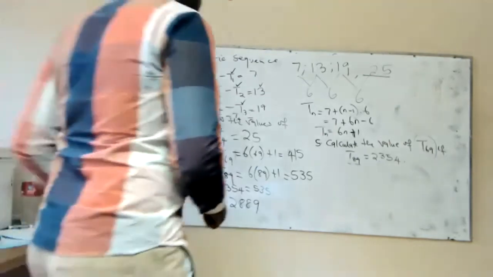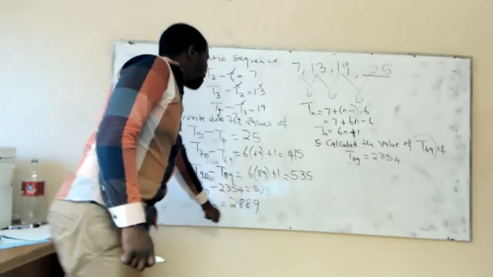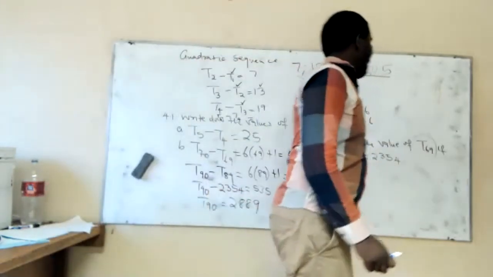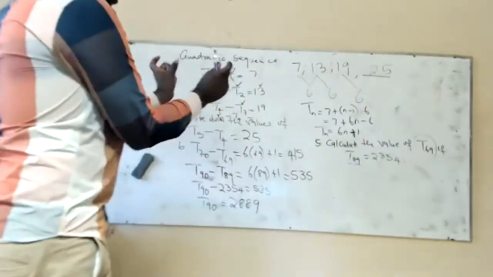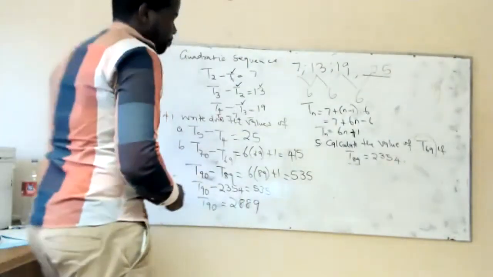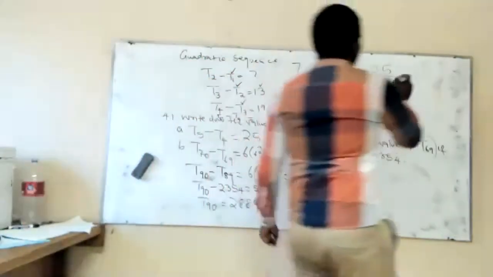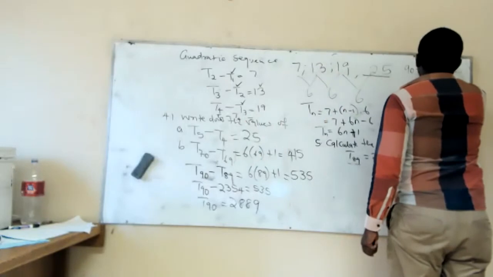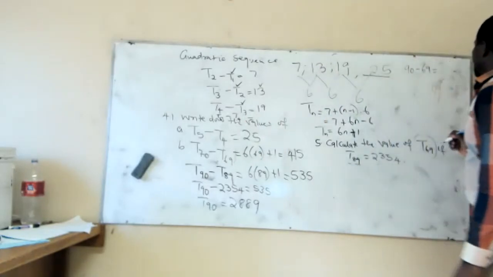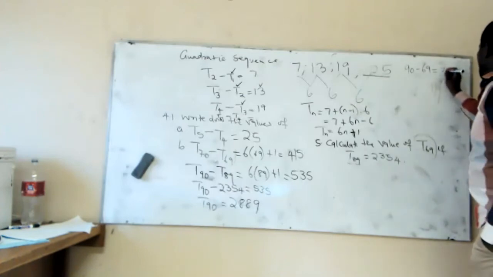T90 and 69 or 89? No, you are subtracting 90 minus 69. We want to establish the relationship between them. It's 90 minus 69. What do you get when you subtract? Oh, 90 minus 69. Yes. We get 21. You are getting the difference of 21.